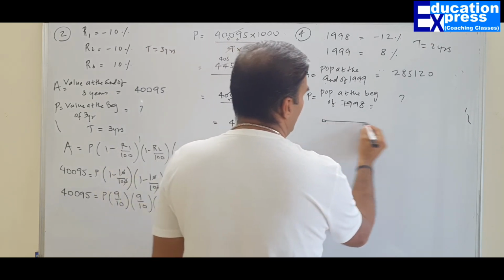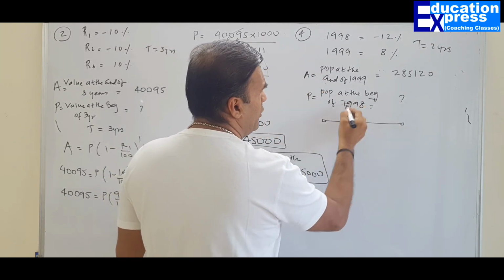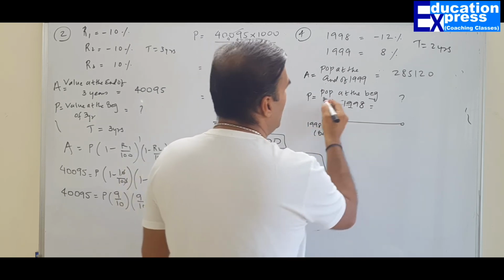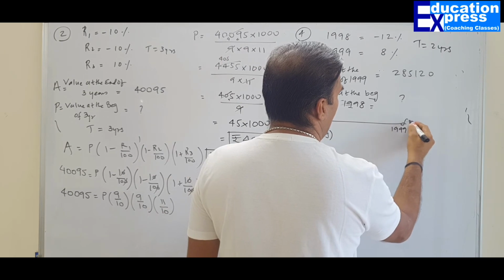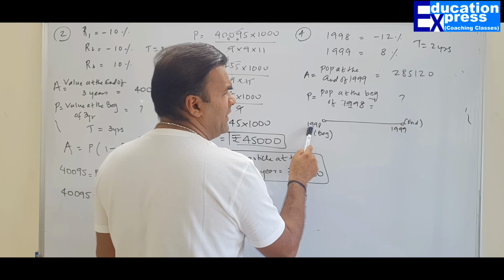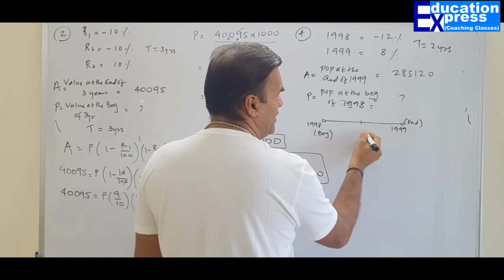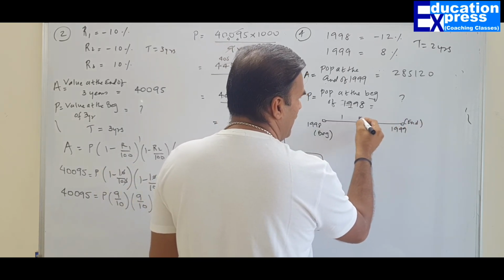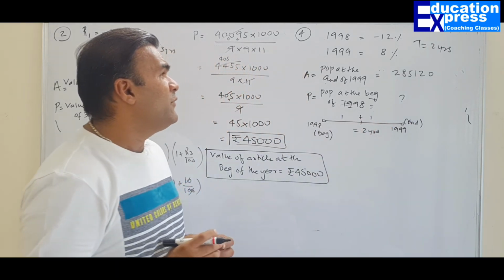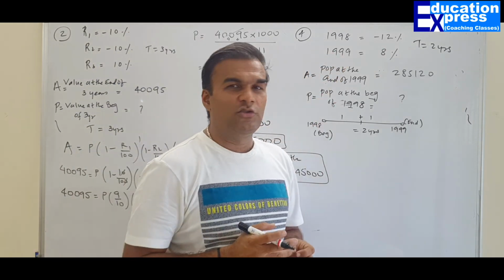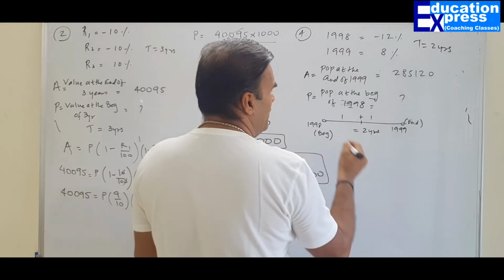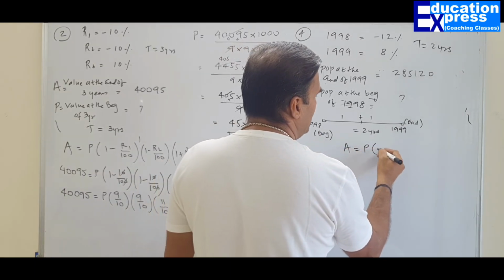How 2 years? Very simple. It is the beginning of 1998 to the end of 1999: the first day of 1998, entire 1998 and entire 1999, 1 plus 1, altogether 2 years. So students should not get confused. Also, they gave you rates for 2 years, so definitely the question pertains to 2 years. The amount is available. The formula is amount equals principal with the negative rate.